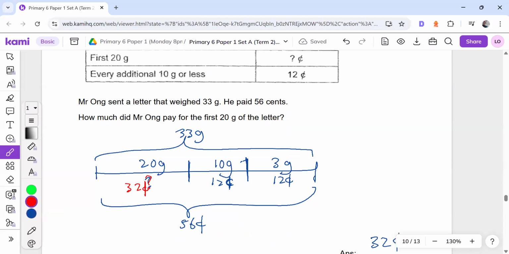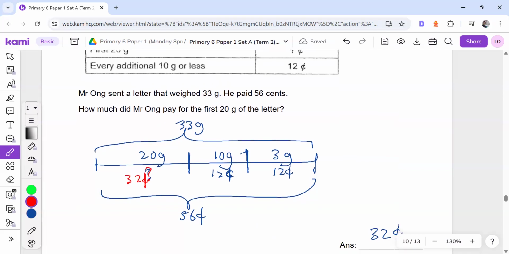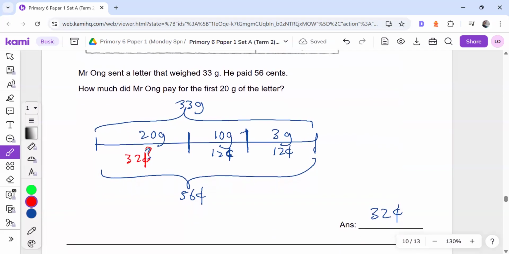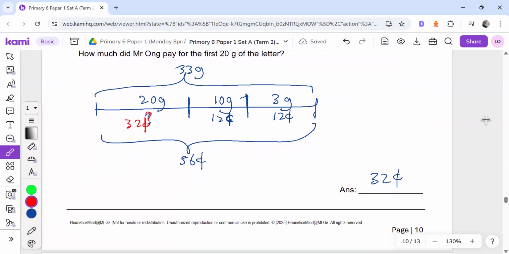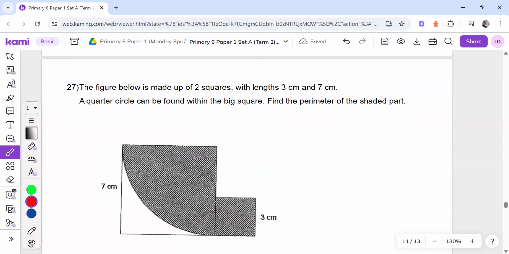Aubrey, do you get this correct, Aubrey? Okay, all right. Okay, that's how you do. So you have a line and you cut it into different parts. Okay, next one, question 27.